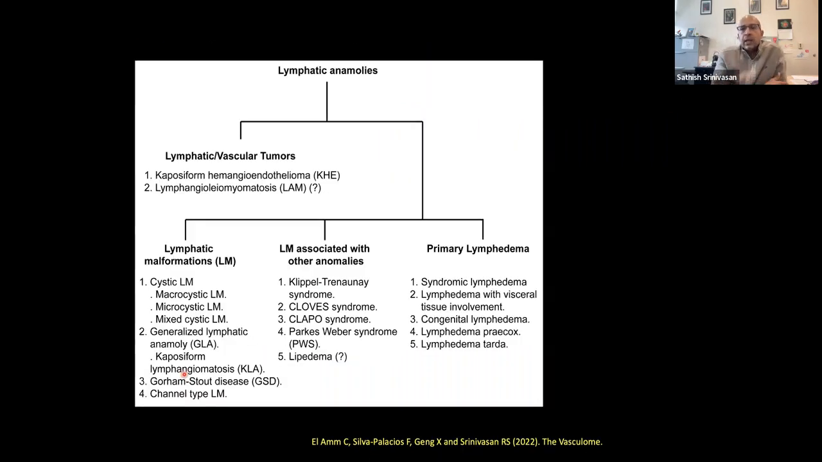So lymphatic anomalies, people like Mike and others have worked hard to classify these lymphatic anomalies into several categories. And they can be of tumor types, where the lymphatic endothelial cells proliferate rapidly, or they can be lymphatic disorders such as lymphedema, or lymphatic anomalies that are also associated with other tissue defects, and I'll have some pictures to show you. And then there are lymphatic malformations.